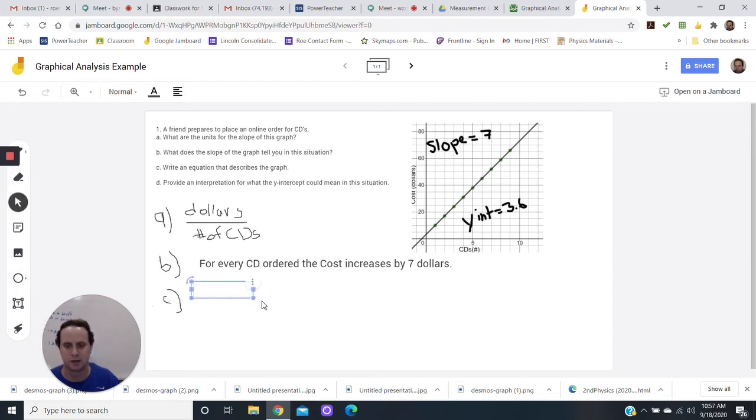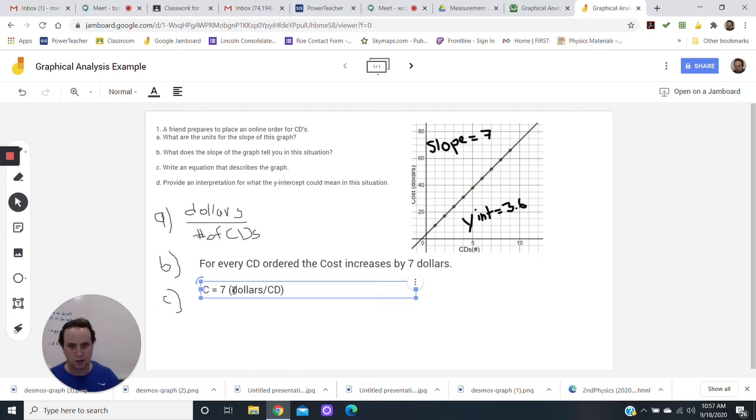I'm going to do another text box for this one. So write an equation that represents the graph. I'm going to use variables like C for cost and maybe amount like A. So I do y equals mx plus b. So I have the cost equals 7 with the units, dollars per CD, per number of CDs.